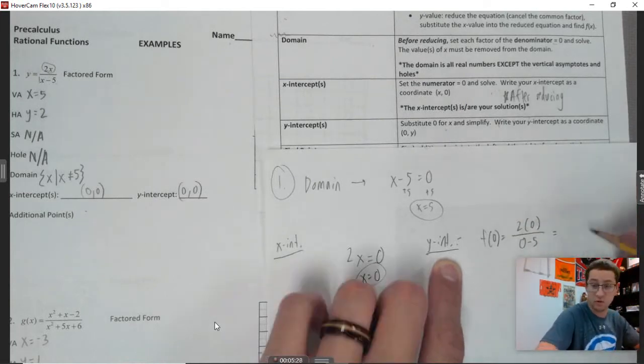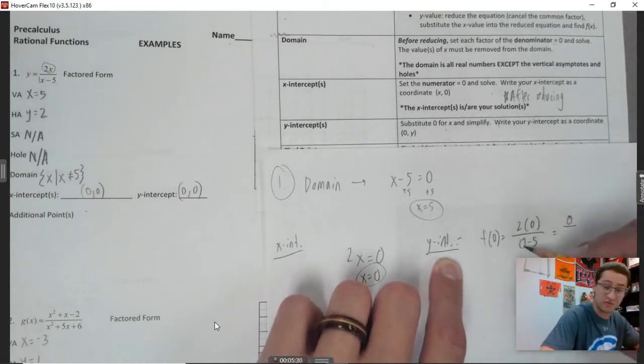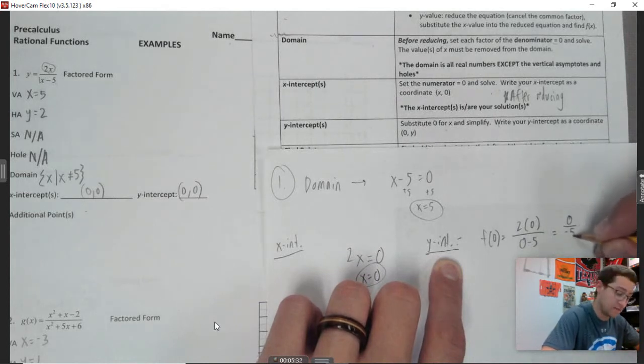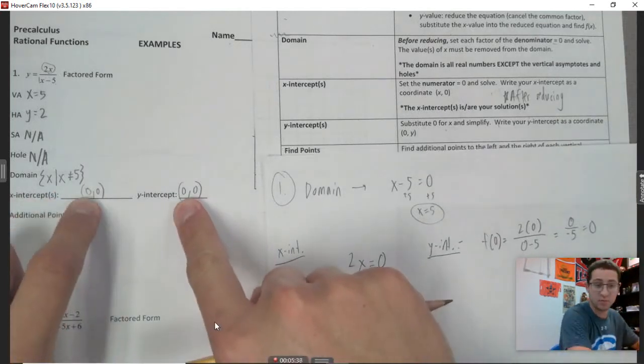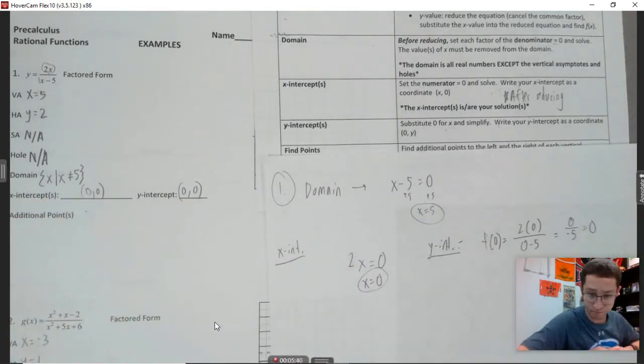So let's look at what we have. We have 2 times 0, that's 0, and we have 0 minus 5, that's negative 5. So this whole thing ends up being 0, which makes sense. That does clear up why these are both (0, 0).